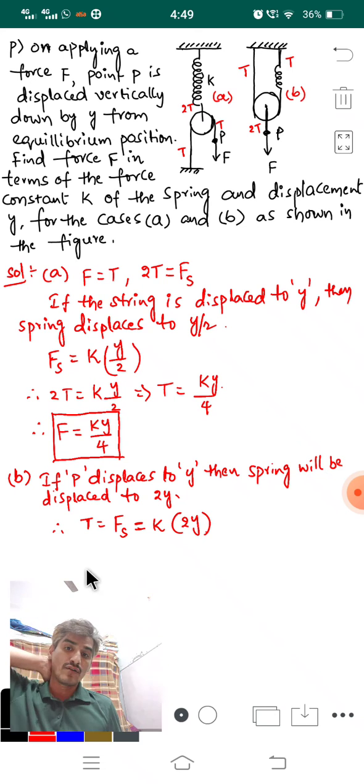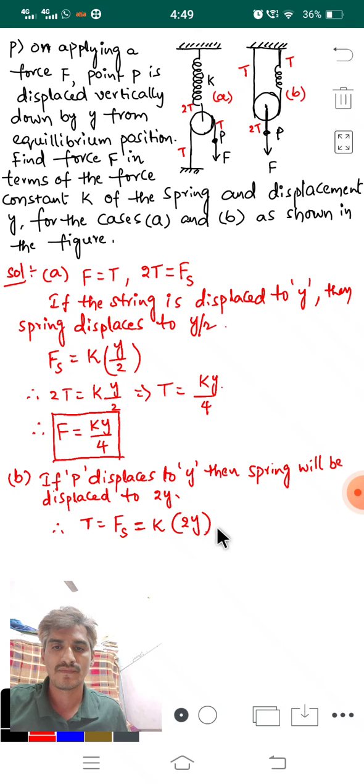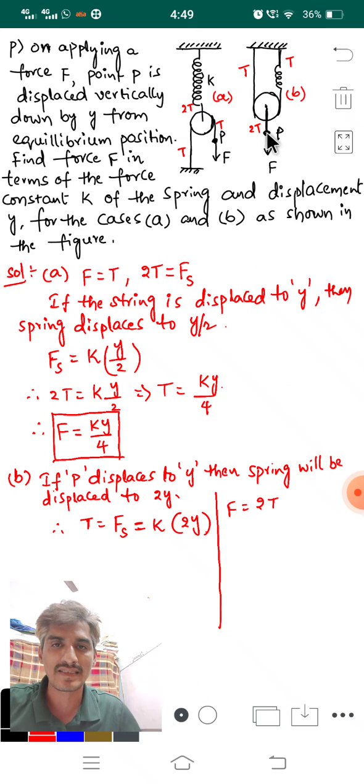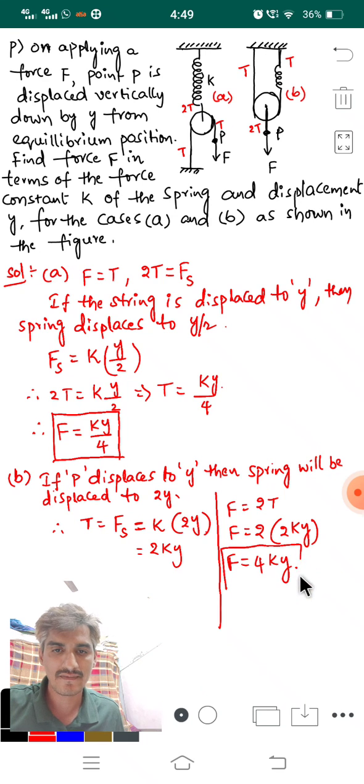Then we should not write T, we have to write F. Therefore F is equal to 2T. Why? Because see here at the equilibrium position F is equal to 2T only, no? Upward force is 2T here. Therefore F is equal to 2 into T value, and T value is 2Ky. Therefore 2 into 2Ky, which is equal to 4Ky. This is in the second case.